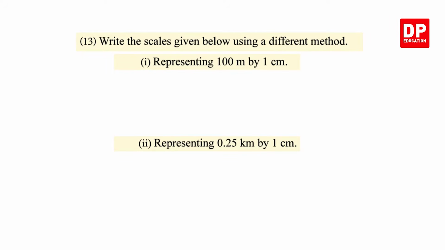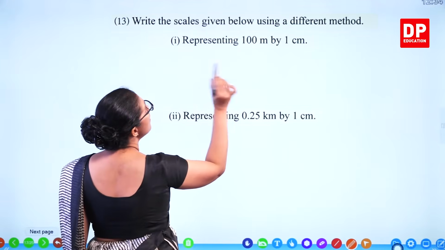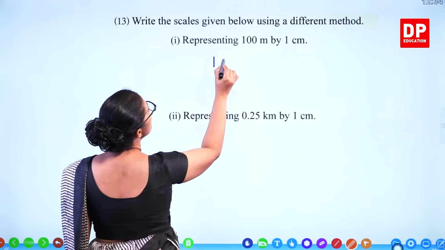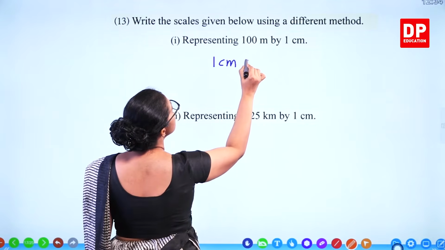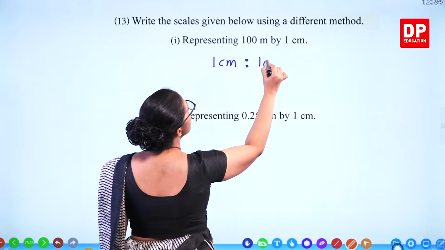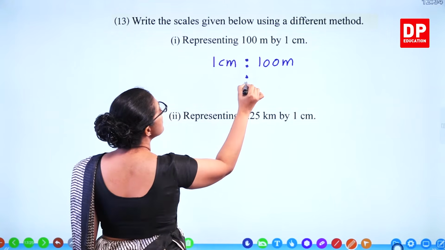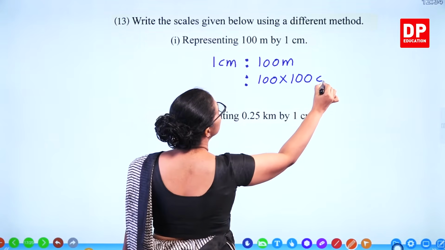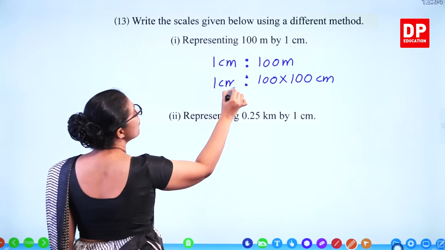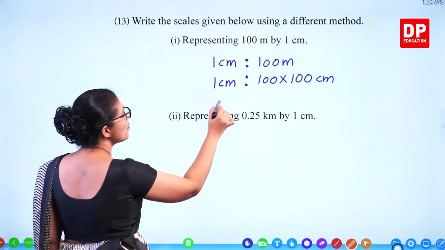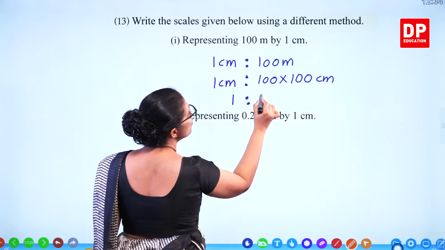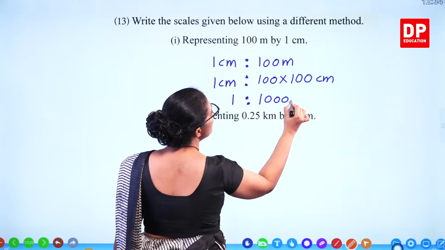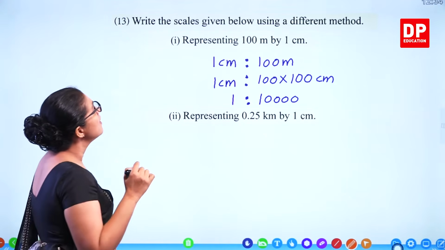Write the scales given below using a different method. So this is given in meters and centimeters. So here we can simplify. So 1 centimeter is 100 meters. So we can convert this to centimeters. How you do that? Multiply by 100. Now both are in centimeters. You don't need to write down the units. So 1, 2, 3, 4. 10,000 is the scale.